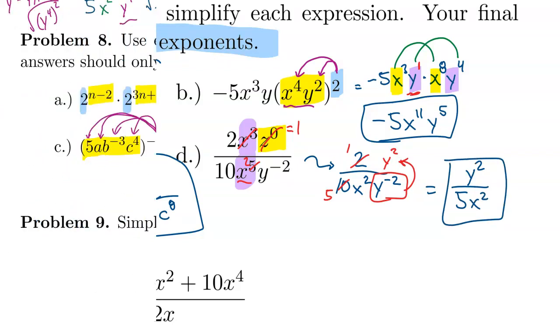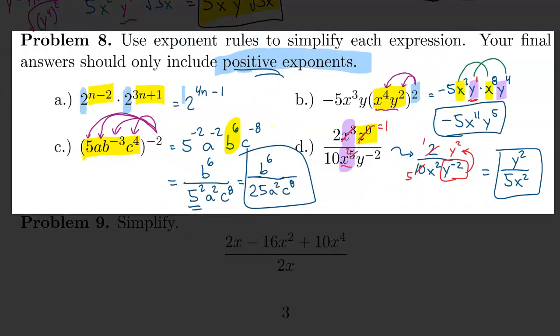So there we have it. The answers we found for problem 8 are 2 to the 4n minus 1, negative 5 times x to the 11 times y to the 5th, b to the 6th over 25a squared times c to the 8th, and y squared over 5x squared.